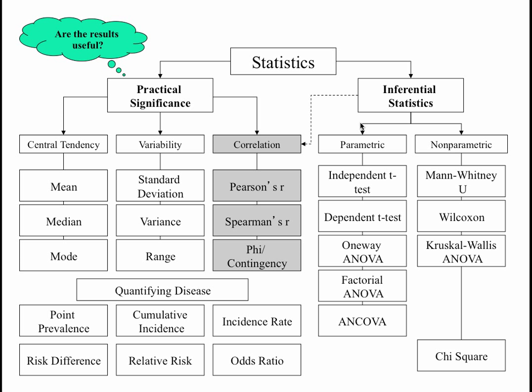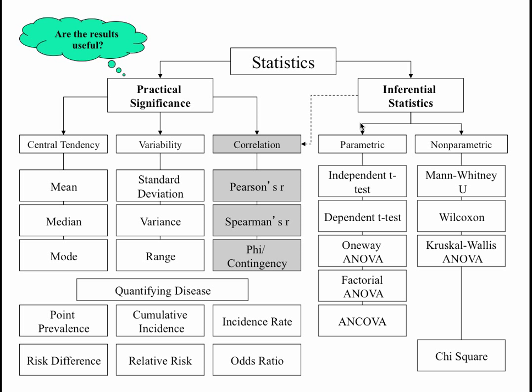Now, some of the statistics that we will encounter that relate to practical significance and descriptive statistics include central tendency measures such as the mean, median, and mode, and variability estimates, in particular the standard deviation, which is arguably the most common one that we'll encounter not only as part of the course, but also in published research. In addition to the standard deviation, the range will also be a common statistic for variability.